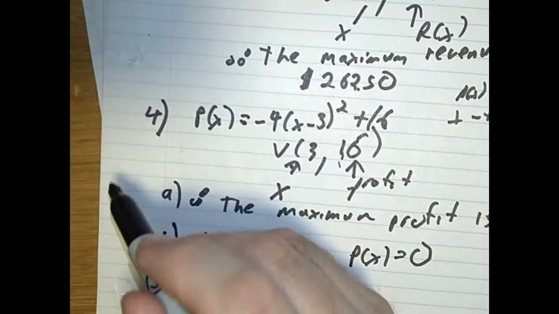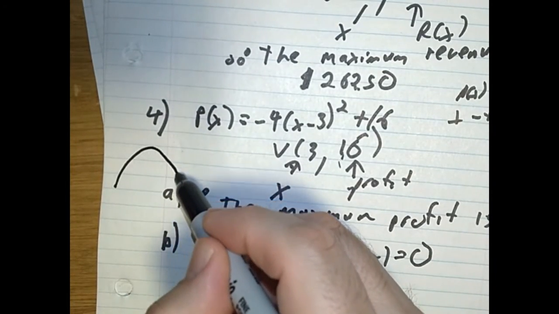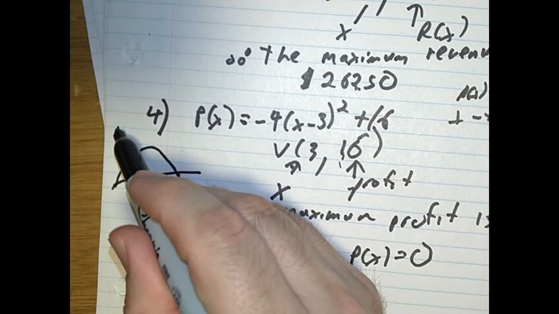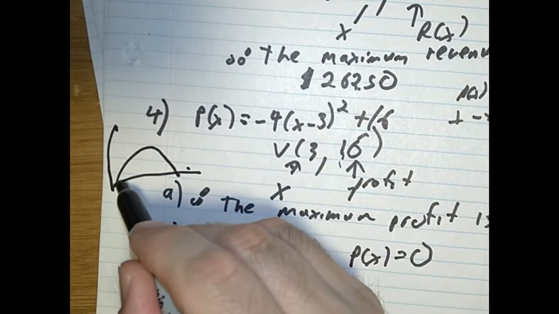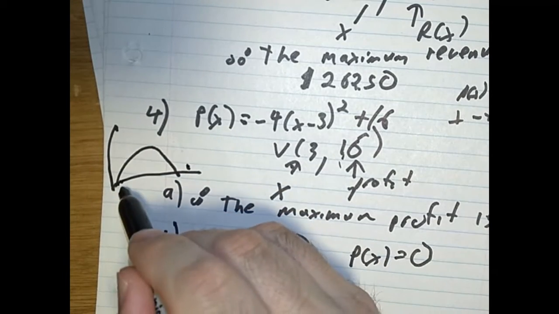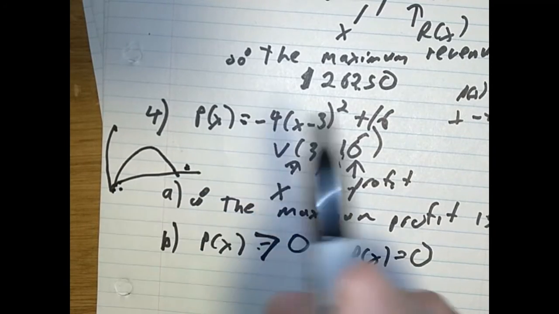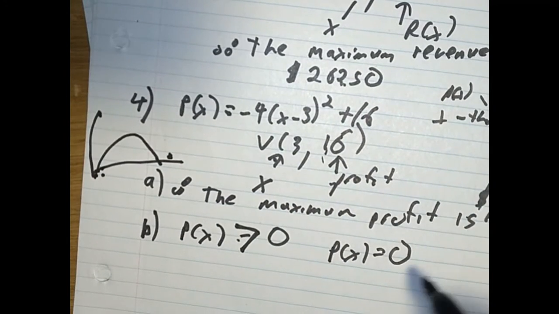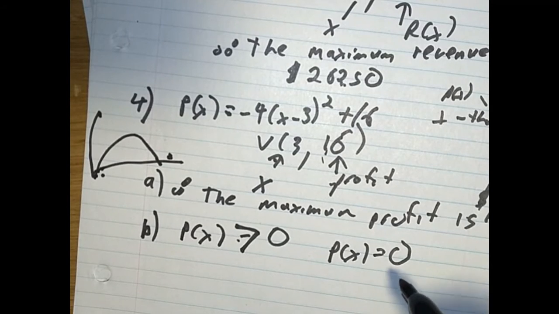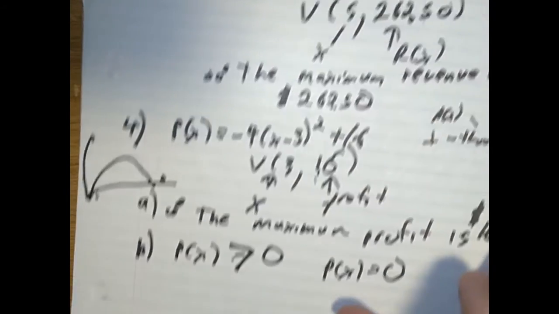So what happens is the graph opens this way, and at some point it hits the x-axis here. It hits the x-axis twice. And when it hits the x-axis, this is when it's 0, right? This is when our profit's 0. Okay? And at that point we're going to have the lowest profit when it hits there. So let's take a look.